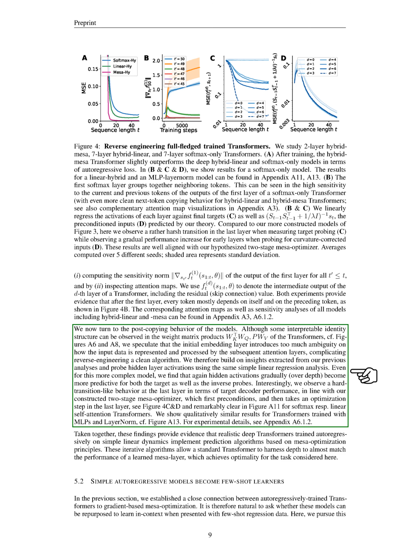Although we could see some interpretable identity structure in the weight matrix products of the transformers, we believe that the initial embedding layer introduces too much ambiguity on how the input data is represented and processed by the subsequent attention layers. So, we used the same simple linear regression analysis to probe hidden layer activations. We found that hidden activations gradually become more predictive for both the target and the inverse probes. Interestingly, we observed a hard transition-like behavior at the last layer in terms of target decoder performance.